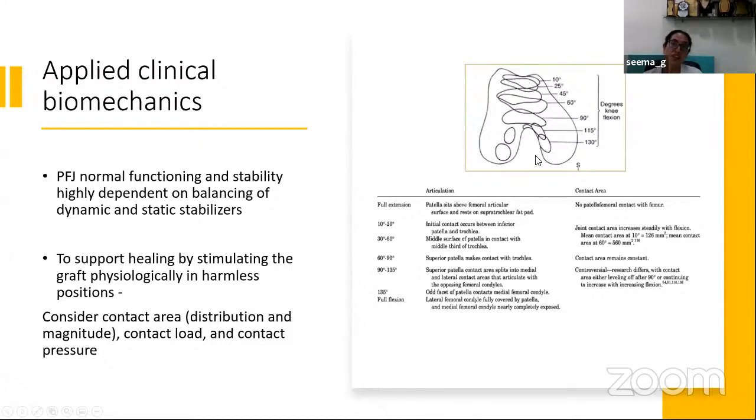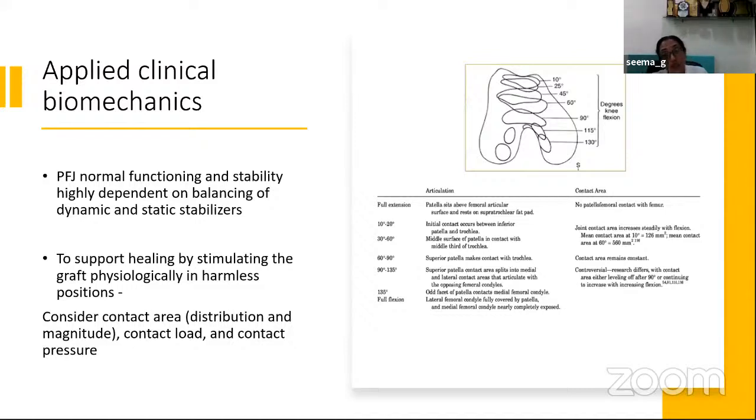And with excessive knee flexion, there is very little contact, and the whole medial condyle is almost free. So to support the healing by stimulating the graft physiologically, in harmless positions, it's very, very important that we look for the lesion, the contact area. And for physiotherapy especially, we should know what the contact area is, how much the contact load should be there, and what the contact pressure should be for the healing to really come up.